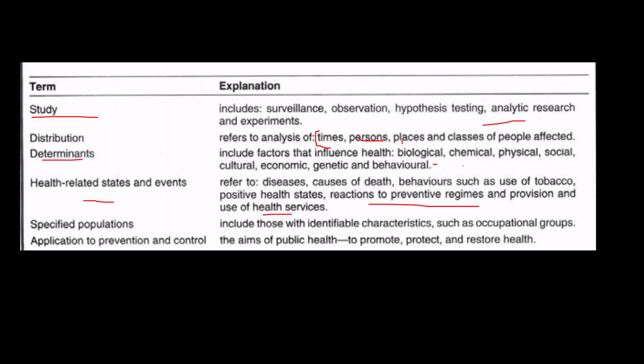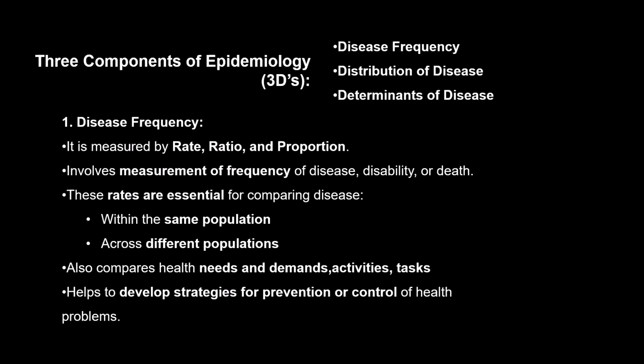Then specified population. We can categorize it by age, men or women, or particular occupational groups. Particular region people also we can tell. Then application to prevention and control. Okay, then these are some important points.